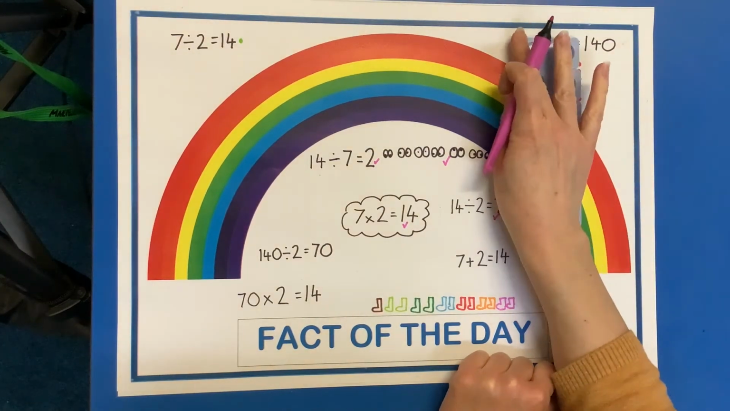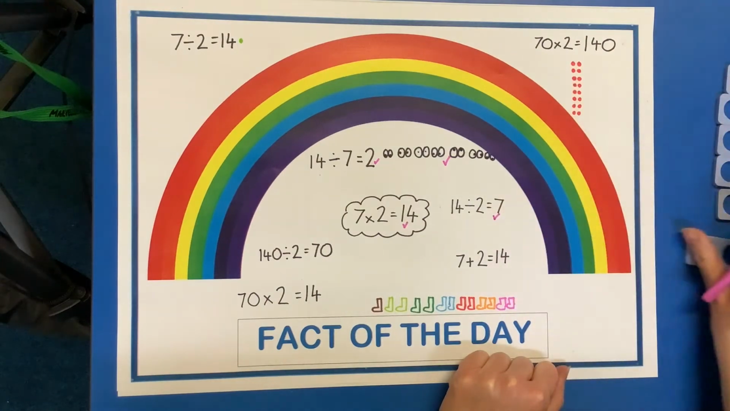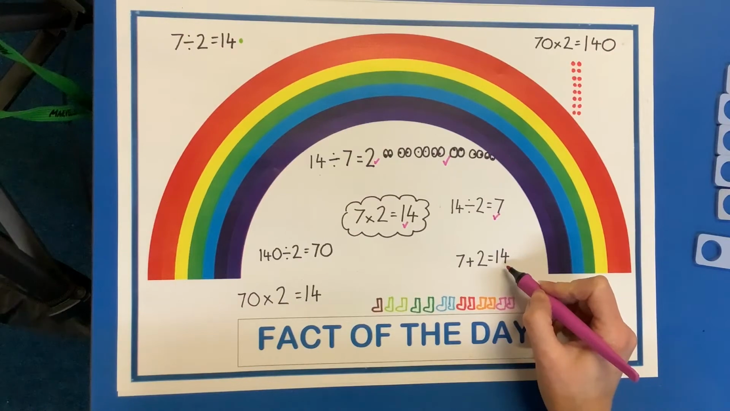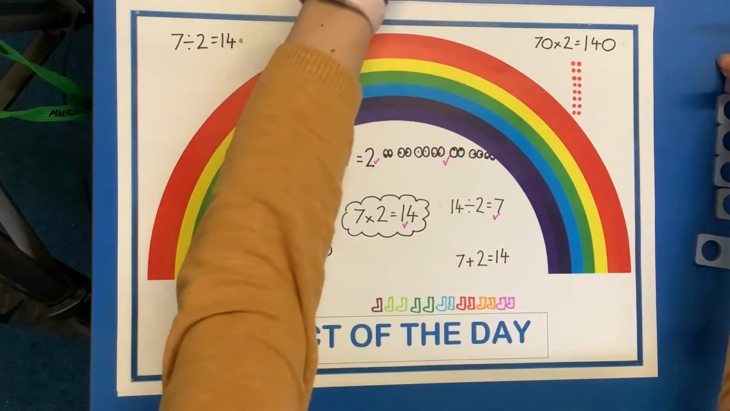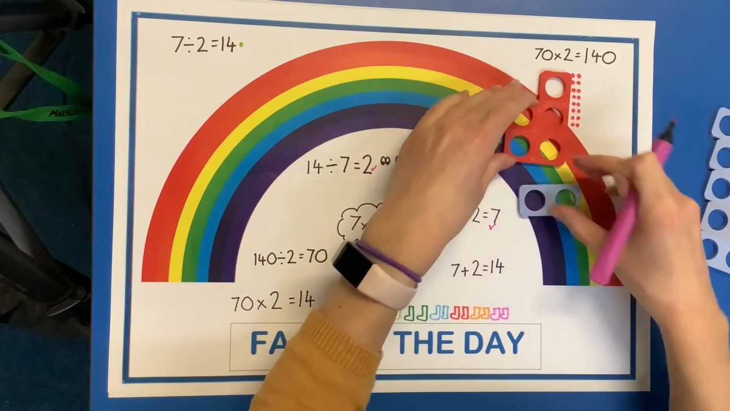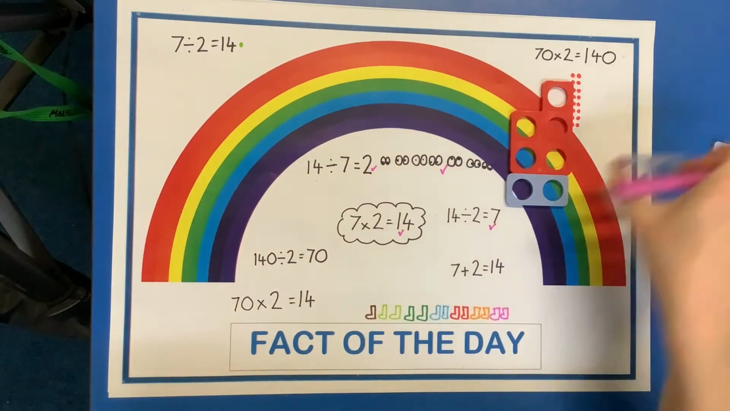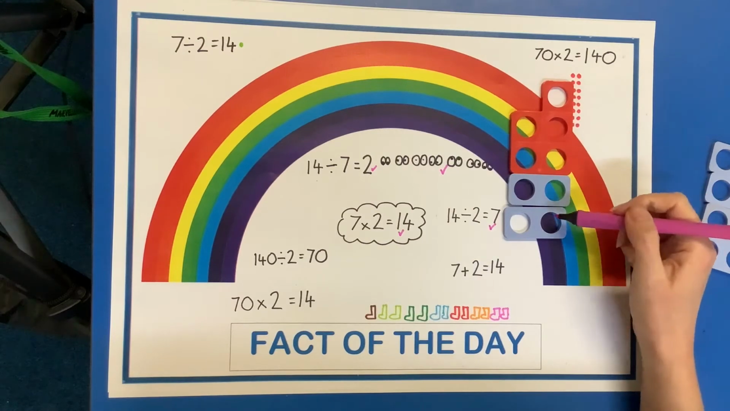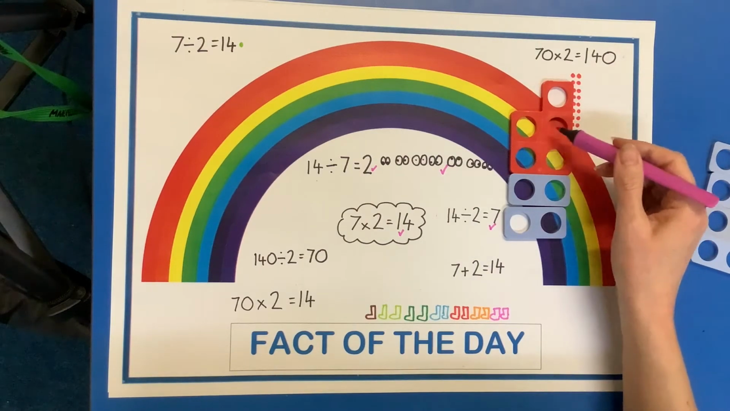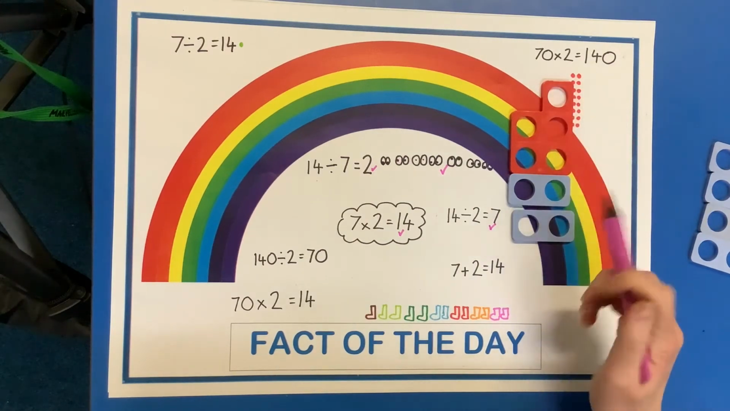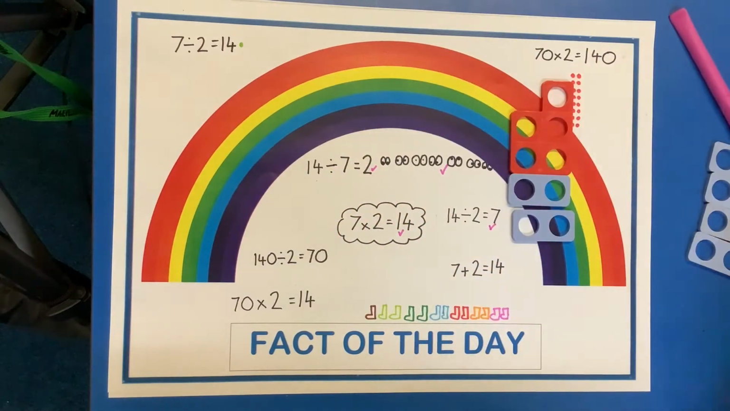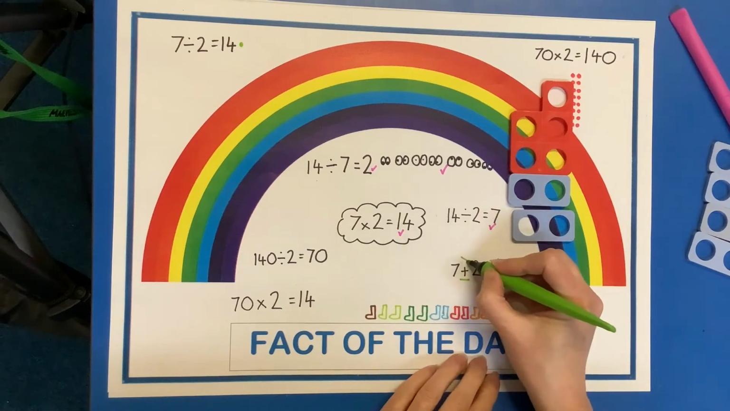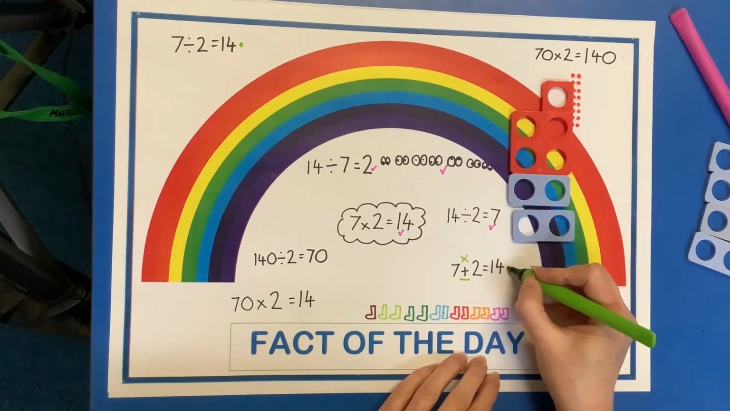Okay, move this out of the way. Now, 7 add 2 equals 14. Now if I have 7, this is my 7, and I add on 2, that doesn't look like 14 to me. That looks like 1, 2, 3, 4, 5, 6, 7, 8, 9. I can see what the problem is. I've used an add sign and I should have used a times sign. I've got my first fib.